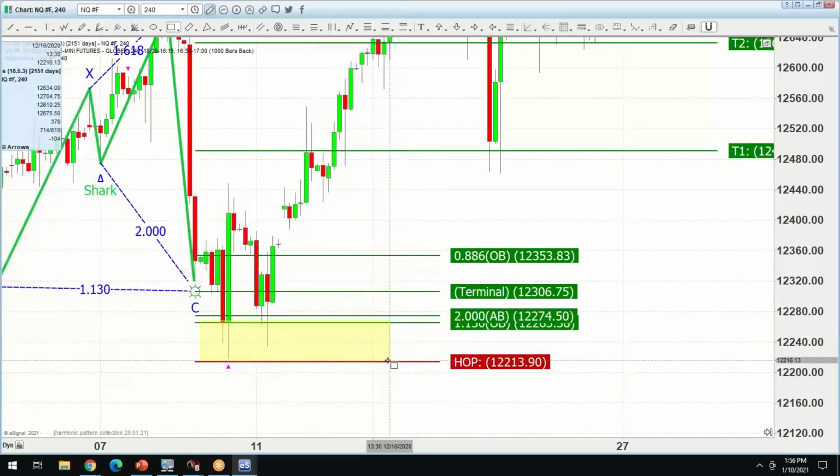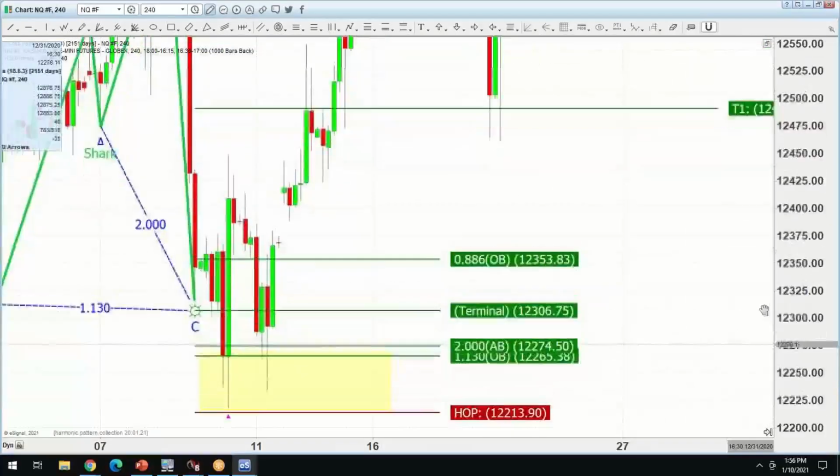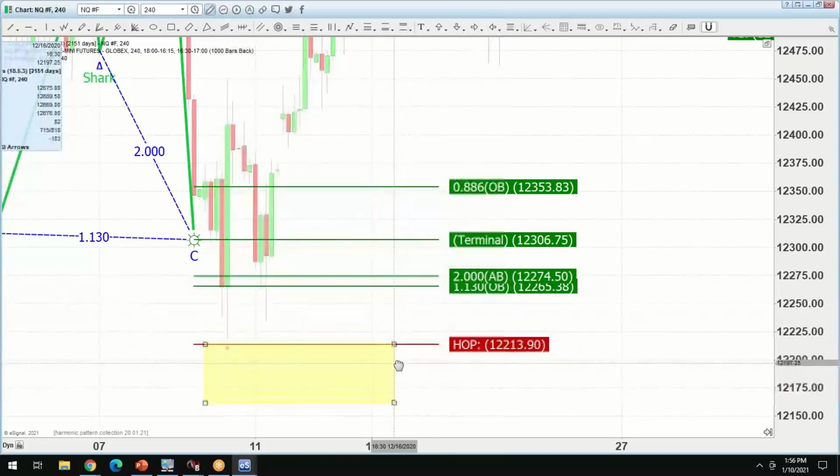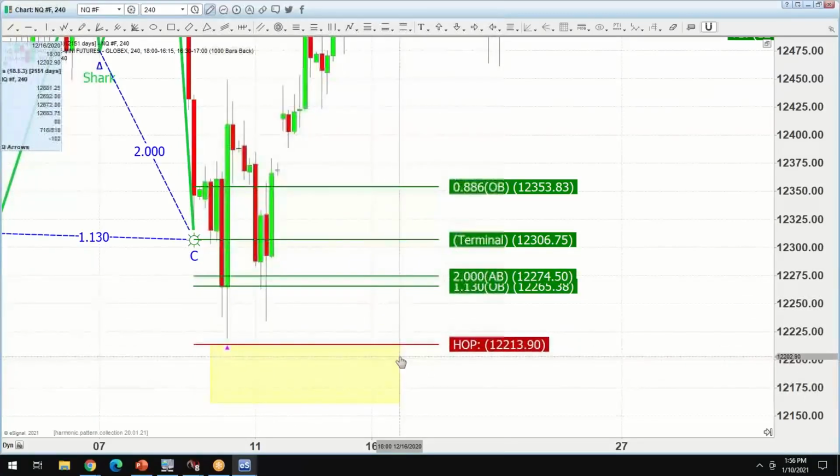Okay, and just take that distance, highlight that distance, whatever that is. In this case, it's at 1265 to 1213. And we'll take that distance and then just project it down off of the hop. So the whole pattern scenario, under any circumstance, in a large way, from the maximum tolerance, fails below that 12,160 level. That's how we think about it.